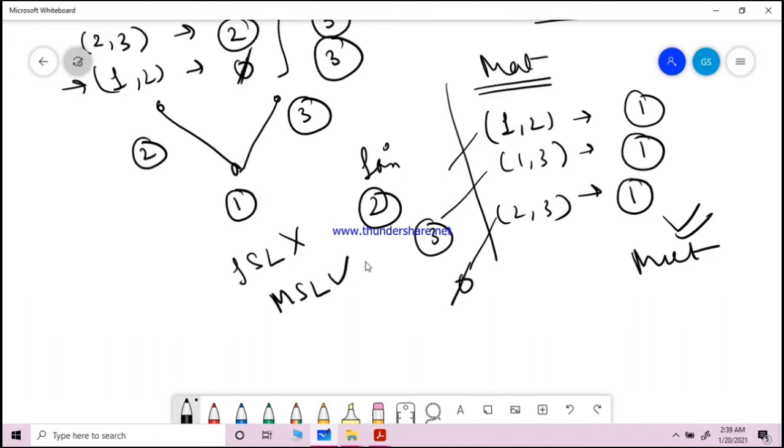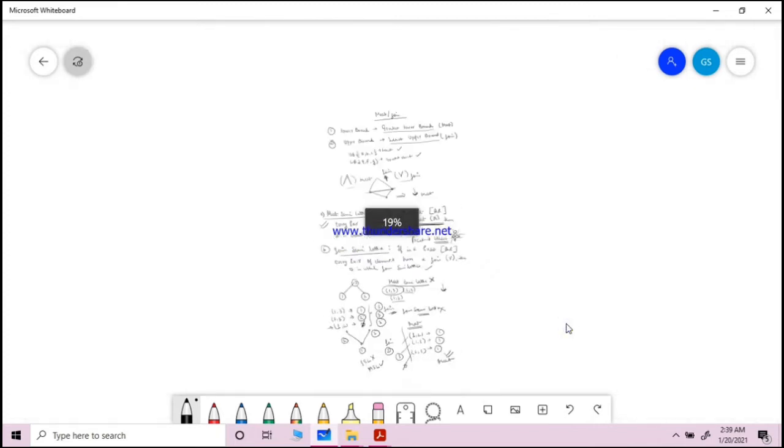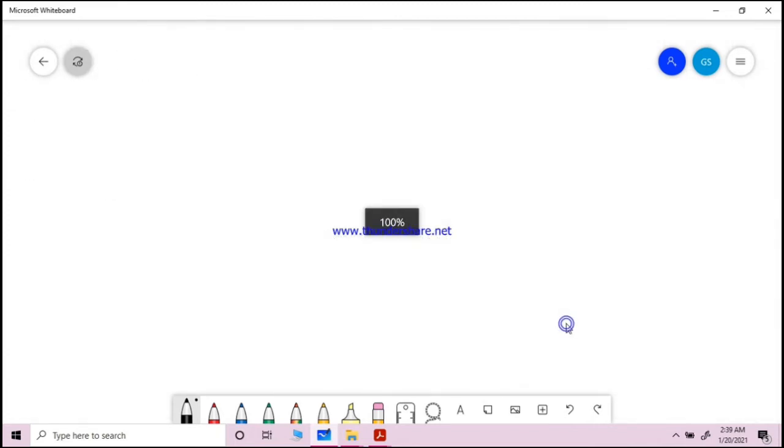So this is how you can find out meet and join semi-lattice. In simple terms, if you are meeting somewhere in the lower section of the diagram, it's meet semi-lattice. If you are meeting somewhere in the upper section of the diagram, it is join semi-lattice.